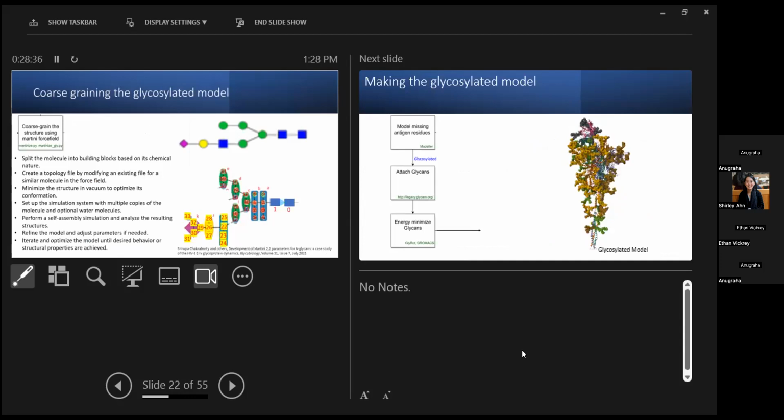So, coarse graining the glycosylated model. If you ever want to coarse grain a new molecule, whether it's a glycan or any other molecule, there are different strategies. One is that there's already a lot of published data on how to coarse grain, or the force fields for different fragments of molecules. You can either use that, or you can also generate these values by yourself by doing atomistic simulations and matching the equilibrium constants.